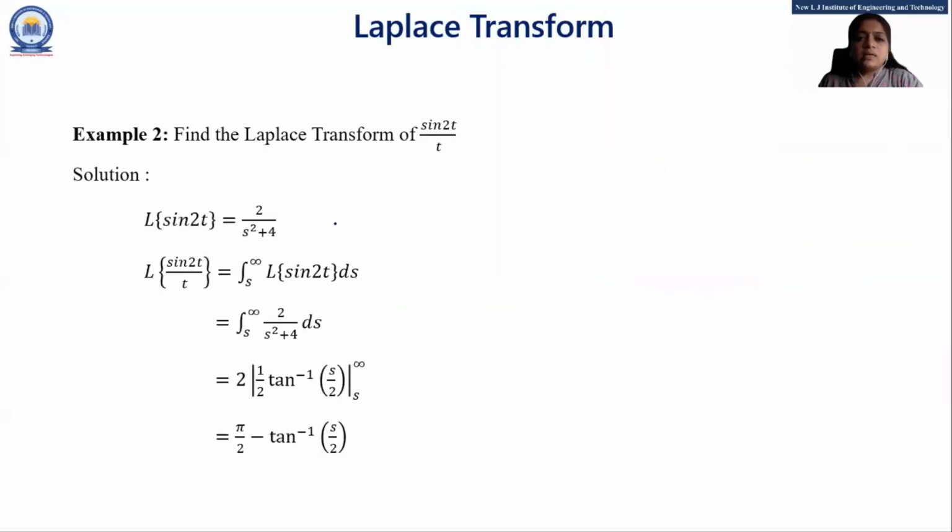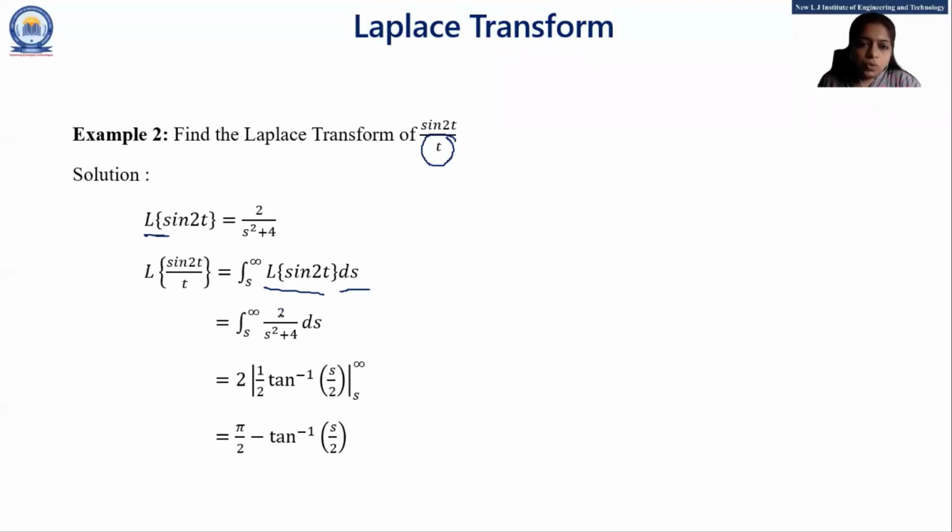Let's start our second example for better understanding. In this case, again, in the denominator there is t, right? So what is our function? Our function is sine 2t. So first we find the Laplace of our function f of t, and that is 2 upon s square plus 4. But we want to find the Laplace of sine 2t upon t. So here, integration from s to infinity of the Laplace of sine 2t times ds. What is the Laplace of sine 2t? That is 2 upon s square plus 4, right?